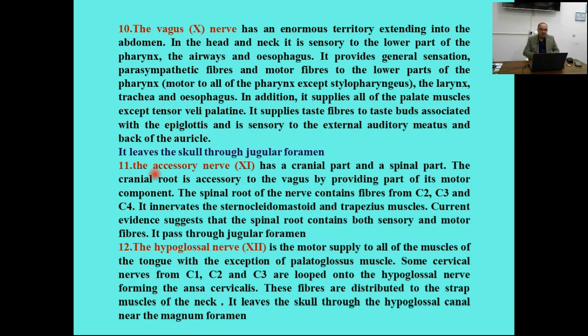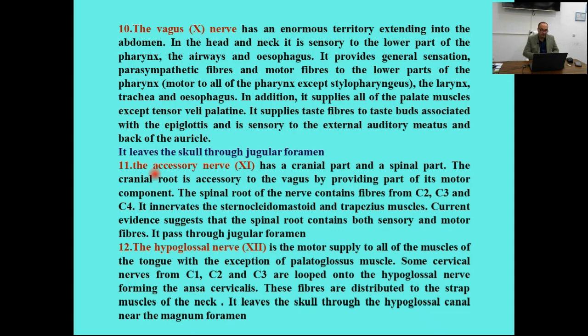The 11th cranial nerve is the accessory nerve. It has a cranial part and a spinal part. The cranial root is accessory to the vagus by providing part of its motor component. The spinal root of the nerve contains fibers from the cervical 2, 3, and 4 spinal nerves, and it innervates the sternocleidomastoid and trapezius muscles. Current evidence suggests that the spinal root contains both sensory and motor fibers, and also it passes through the jugular foramen.